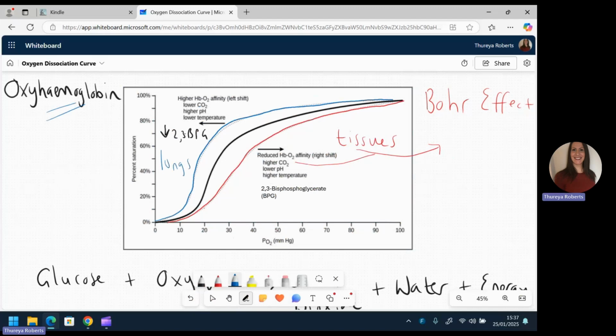For example, in the lungs where oxygen levels are high, carbon dioxide levels are low, and the pH is slightly alkaline, the left shift helps hemoglobin hold on to oxygen more tightly so it can transport oxygen efficiently throughout the bloodstream. The lungs have a lower temperature compared to the tissues because they're exposed to cooler inhaled air.